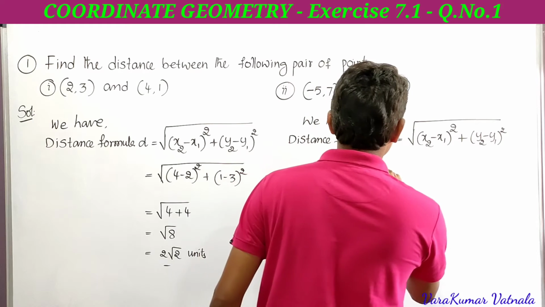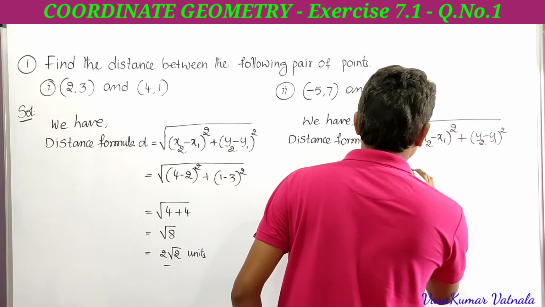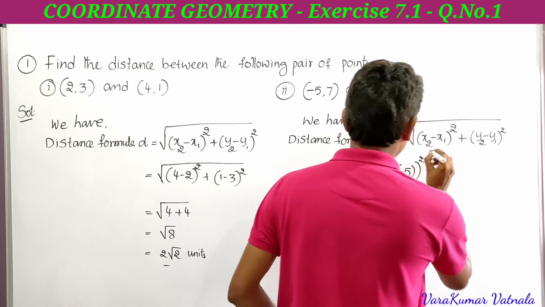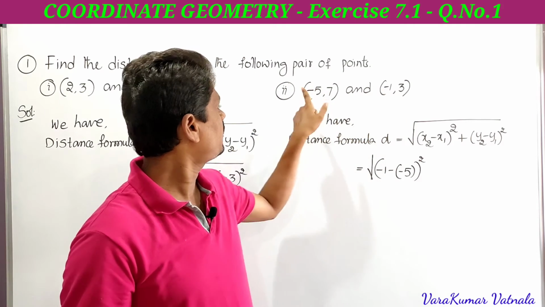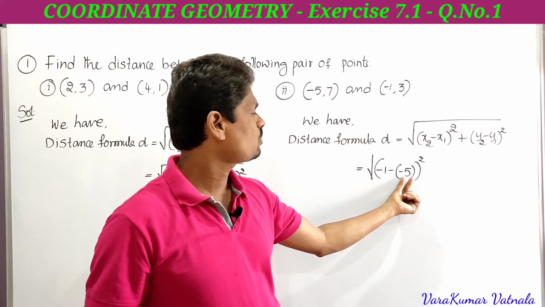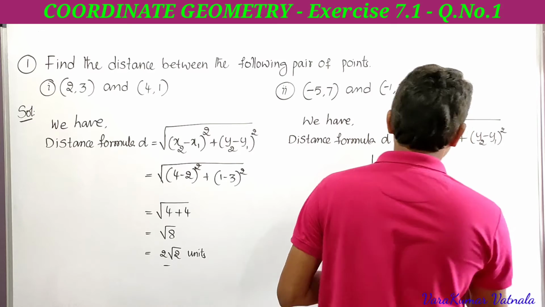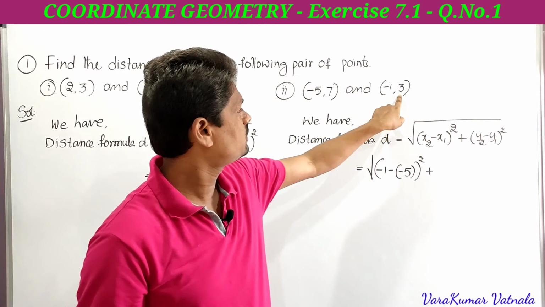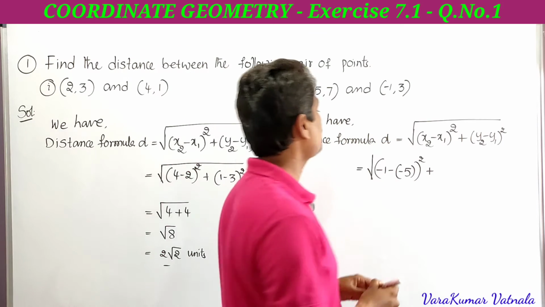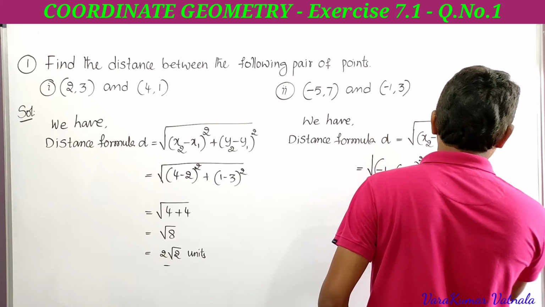So x2 minus x1: x2 is minus 1, x1 is minus 5, so minus 1 minus of minus 5 whole square, plus y2 minus y1. Here y2 is 3, y1 is 7, so y2 minus y1 is 3 minus 7 whole square.